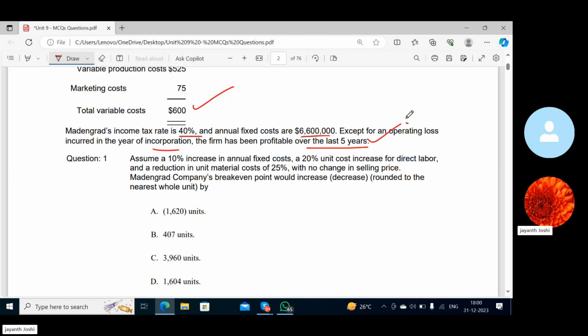Now, what are they asking? Assume a 10% increase in annual fixed cost. They are saying let's assume that the fixed cost has increased by 10%. So 600000 into 1.1.